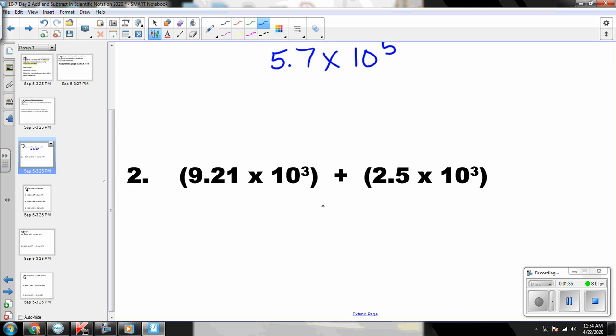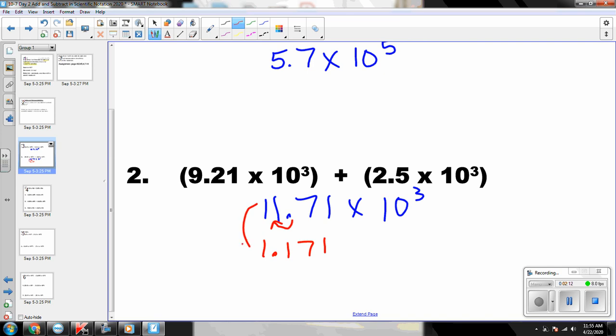All right, looking at number 2. When we add numbers in scientific notation, we need a common exponent. We do have a common exponent. We have 10 to the 3rd power for both numbers. So we can go ahead and add 9.21 and 2.5 to get 11.71 times 10 to the 3rd. But we've got to make sure our final answer is in scientific notation. Since 11.71 is higher than 10, we need to change it by moving our decimal point once to get a 1.171. So the beginning number has to be 1 or higher but less than 10.